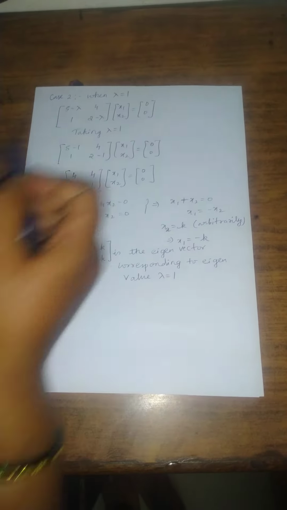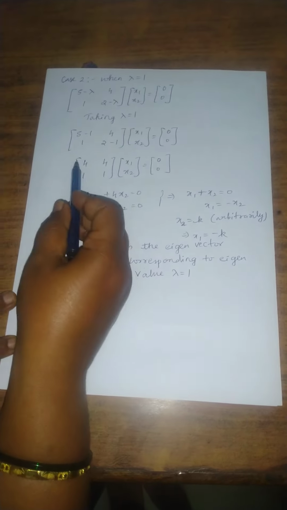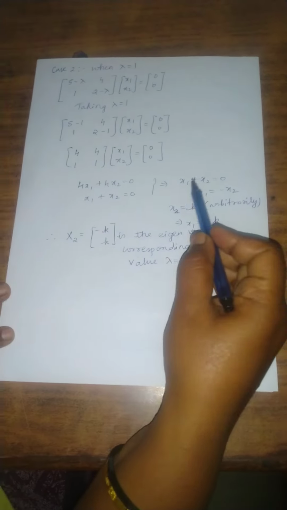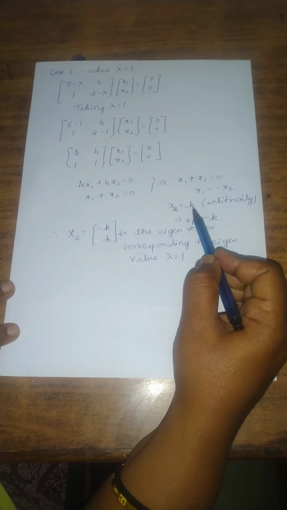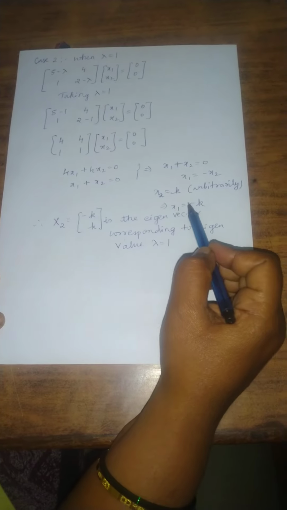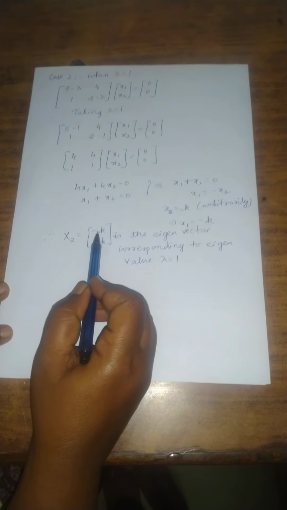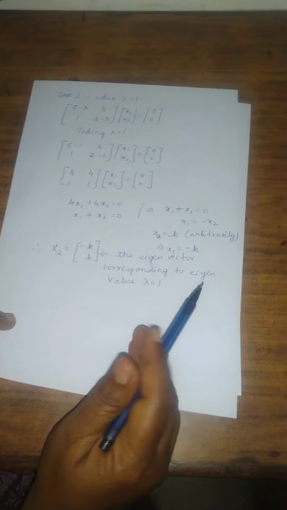Now in case 2, I need to find out what happens when lambda is equal to 1. Substituting lambda is equal to 1, I am going to arrive at this equation of the matrices. So that is 4x1 plus 4x2 is 0, 1x1 plus x2 is equal to 0. Both these equations get reduced to x1 plus x2 is 0, where x1 is equal to minus x2. Now choosing x2 arbitrarily as k, I am going to get x1 is equal to minus k. So what is the eigenvector X2? X2 I am getting as minus k, k, which is the eigenvector corresponding to the eigenvalue lambda is equal to 1. So we solved here the problem for eigenvalues.